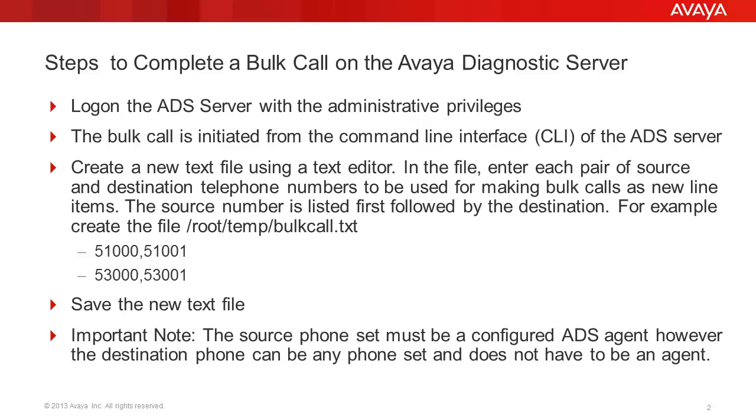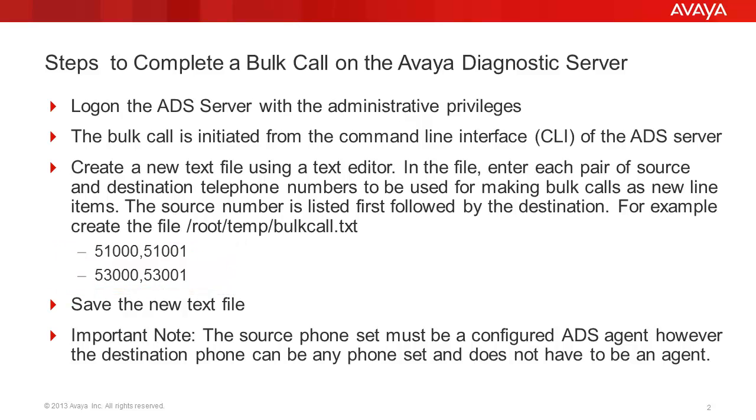You must create a text file using a text editor. In the file, enter each pair of source and destination telephone numbers to be used for making bulk calls as a new line item. The source number is listed first, followed by the destination. In our example, we will use the file called roottemp_bulkcall.txt containing the following lines. Save the new text file once you are done.